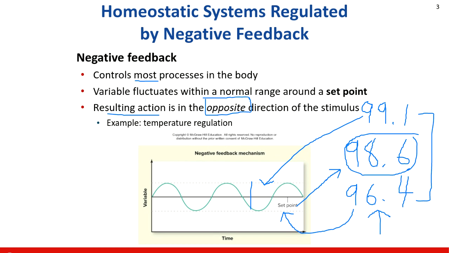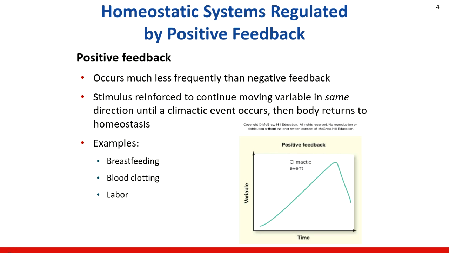If the body temperature gets too high, you get 101 degrees, your body wants to cool itself down. So it's going to work on trying to decrease the body temperature. So negative feedback, the resulting action is always in the opposite direction of whatever that stimulus is. So the other regulatory system is called the positive feedback loop. Okay, this is much less frequent. You don't see it as often. Negative feedback is much more common.